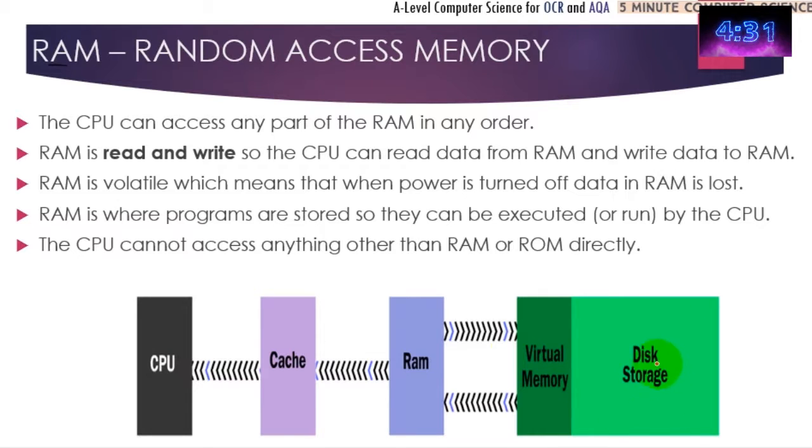Anything in the hard disk needs to be moved into RAM, then into the cache memory, then into the CPU, and vice versa. The CPU first uses up the cache memory, very fast, very expensive, then it uses up RAM, very fast, not so expensive, then virtual memory, and then disk storage. And of course, as you're going along this way, it's getting slower, but cheaper. But bear in mind that RAM is just a go-between.